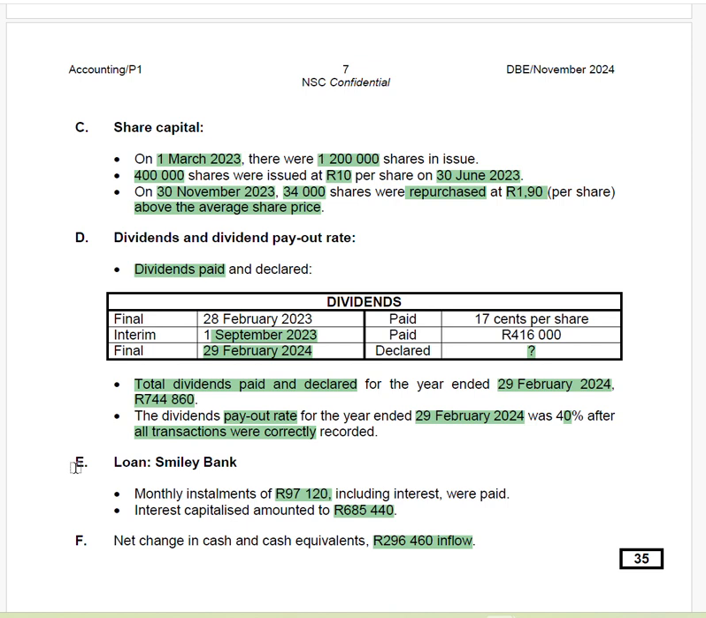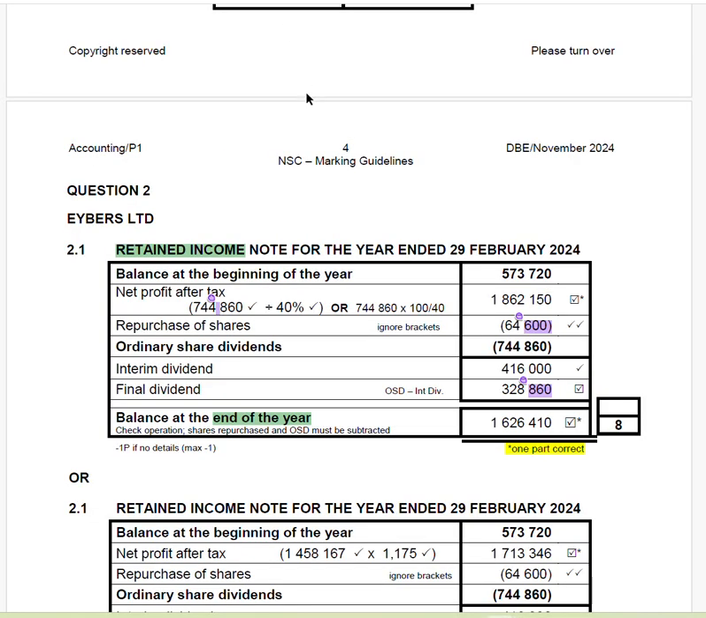If you're looking at the information provided in E and F, this information is not important for us for the purpose of proceeding with the retained income note. Now that we have this information, we are going to be looking at the marking guidelines in C, as well as how they arrived at the amounts that we have as per the marking guidelines. So now if we're looking at the marking guideline, we know this was 2.1 and it was the retained income note for the year ended 29 February 2020.